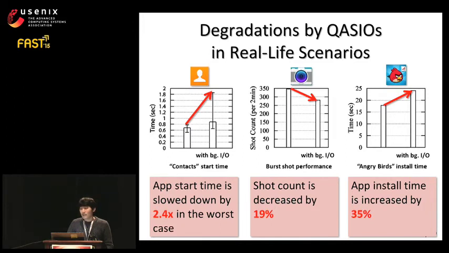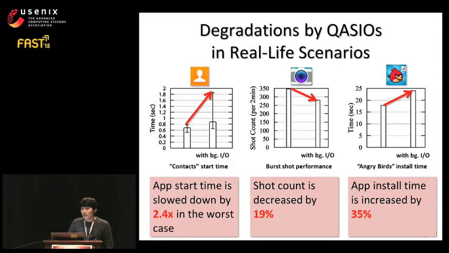The contacts app start time is slowed down by a factor of 2.4 in the worst case. The biggest part of the worst case app start time is derived by over 1 second of the QASIO's delay. You can also see the severe variation of the app start time. This kind of fluctuation in performance will be noticed by the users who will definitely not appreciate it at all.